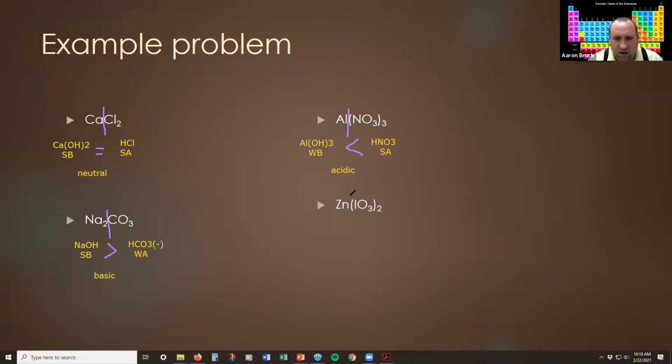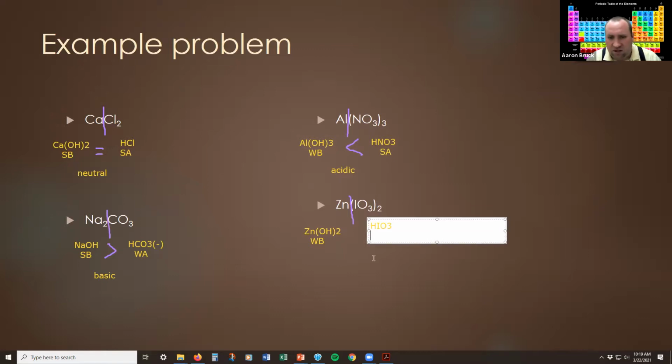In the last one, I've got zinc and iodate ion. Zinc would be derived from zinc hydroxide, which again is a weak base. Iodate would be derived from iodic acid, which is also weak. So since I don't have a definitive answer here, I've got to go to the tape. And by the tape, I mean I've got to go to a table of values that give me Ka or Kb values for these particular acids so that I can compare them.